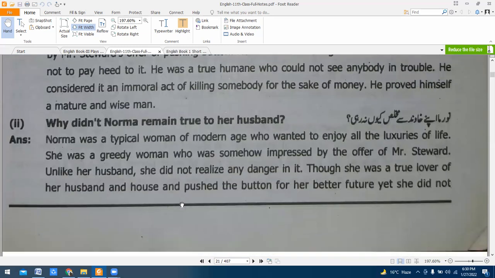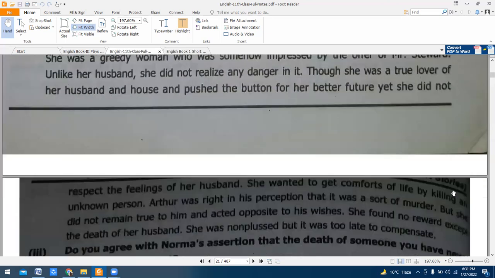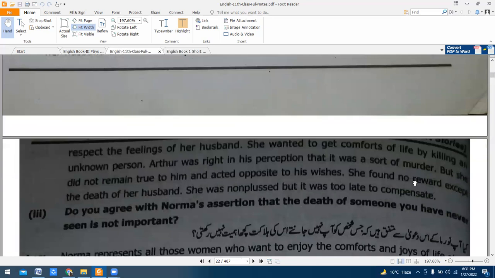Question 2. नॉर्मा अपने खावन से सिंसियर और मुखलिस क्यों न रही? Why did Norma not remain true and sincere to her husband? Norma was a typical woman of the modern age who wanted to enjoy all the luxuries of life. She was a greedy woman who was impressed by the offer of Mr. Stewart. Unlike her husband, she did not realize any danger in it, though she was a true lover of her husband and house and pushed the button for her better future. Yet she did not respect the feelings of her husband.